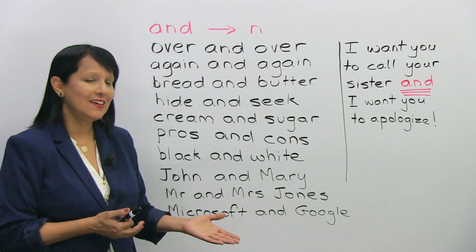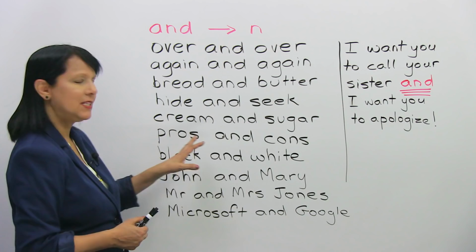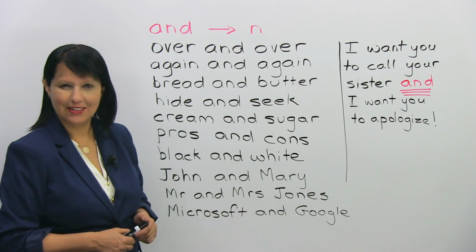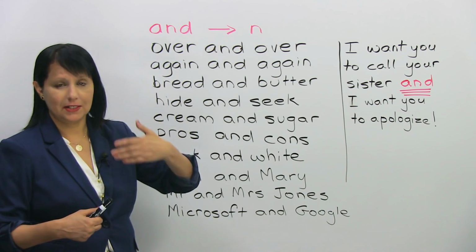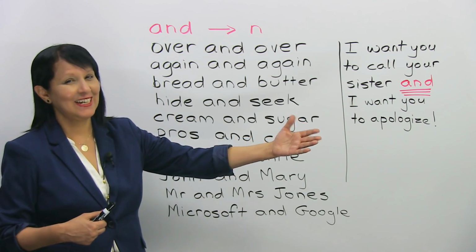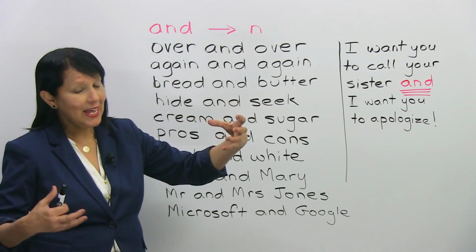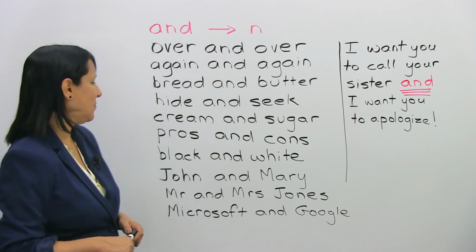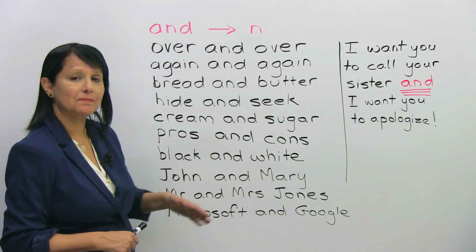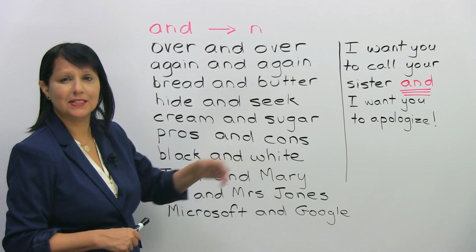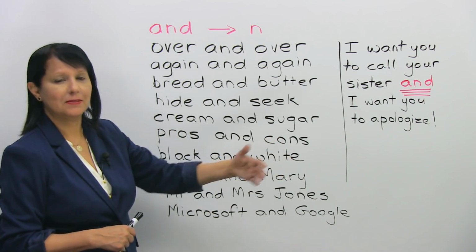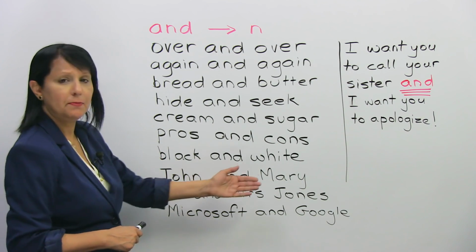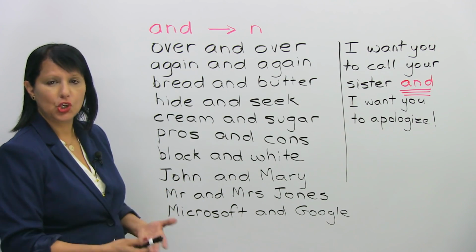Pros and cons are advantages and disadvantages. All right, so even if you said those longer words, you'd say advantages and disadvantages, right? Now you know. Don't say and, just say n, okay? Black and white. Not black and white. Black and white. John and Mary.